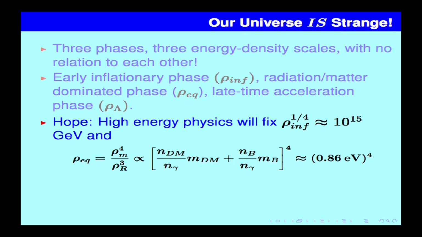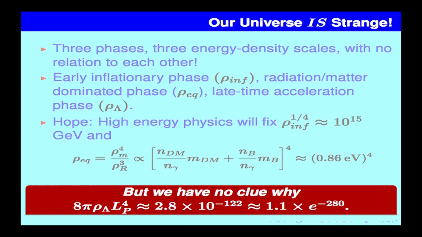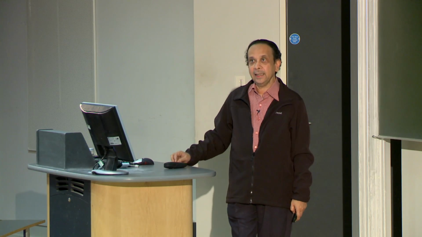So, you have these three energy densities, and as I explained to you, we do not really worry about rho inflation, because we believe some high energy physics theory will give you what it is. We also do not worry too much about rho eq, because we again think that high energy physics will fix that. So, the real problem, which has attracted a lot of attention, is that we have no clue whatsoever as to why this number is so tiny. Okay, so, this is the question. Now, let us take a closer look at that.